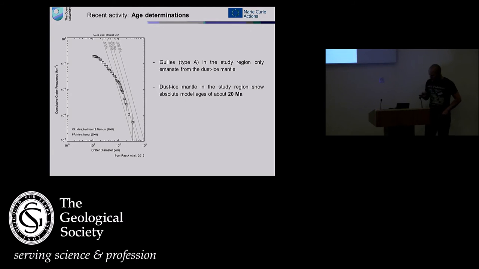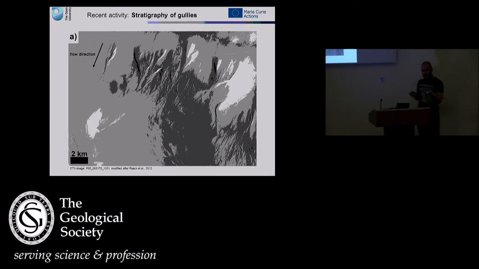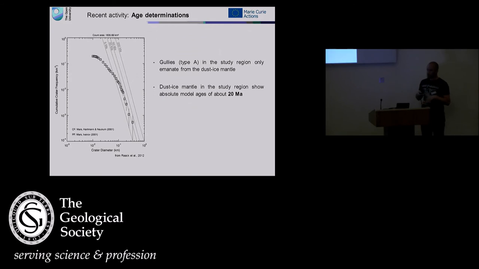Because only the dust-ice mantle was eroded, I tried some age estimations of these gullies. I made some crater counts only on the dust-ice mantle, and I figured out that we have an age of approximately 20 million years for the dust-ice mantle. So the gullies in this area have to be younger than 20 million years.